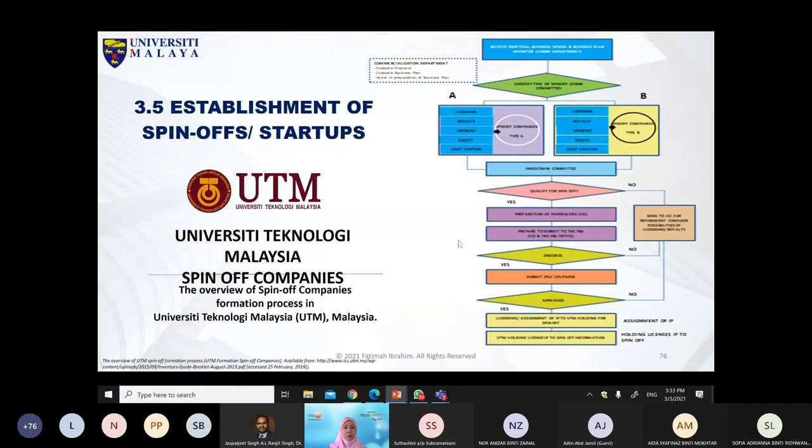This is one that I want to share with you, the UTM policy. They have the spin out policy already in place. They have 2 types, type A and type B. One is the type that have the equity, the university have the equity. Another one is that the university do not have an equity. So it depends on which type that you are applying. Then you go to this process and they will approve or not approve, depends on the evaluation process.